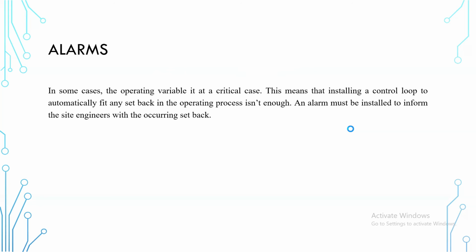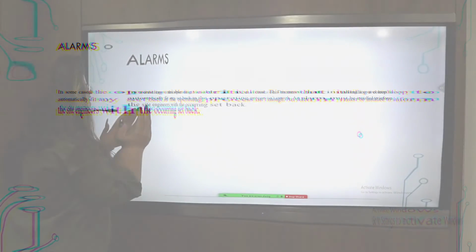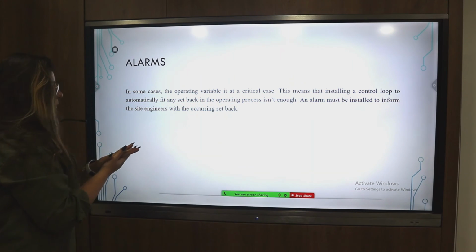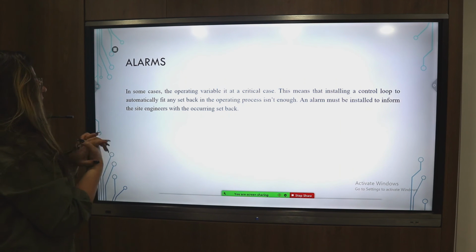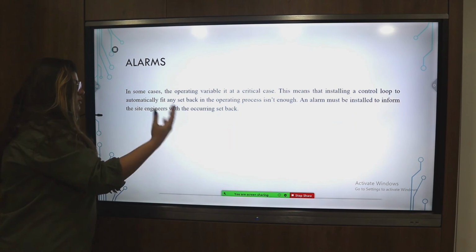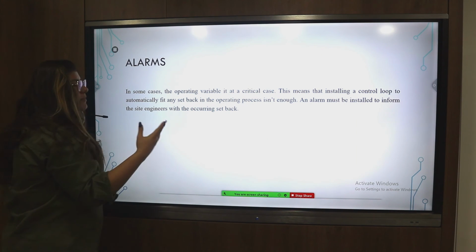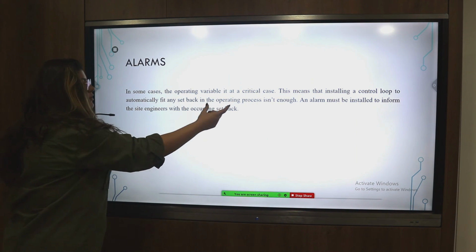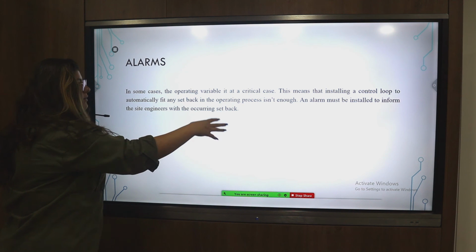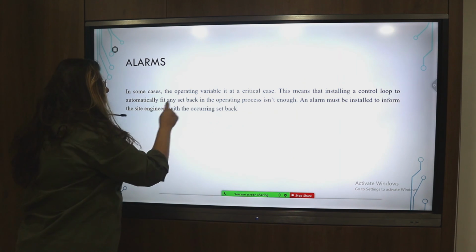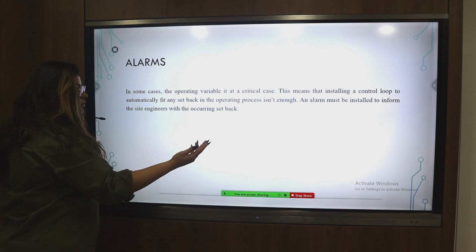What are alarms? Now, in some cases, some of the operating variables are critical. They're very important, which means that the control loop alone is not enough, but it needs a backup. What is this backup? This backup is an alarm. The alarm is installed so that it will inform the site engineer that something's happening, that there's a setback, the temperature is increasing, the pressure is decreasing, whatever it is. An alarm is placed to inform the site engineer that something's going on with the control loop.